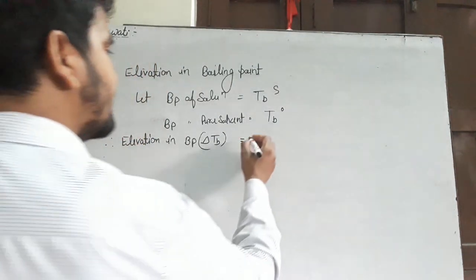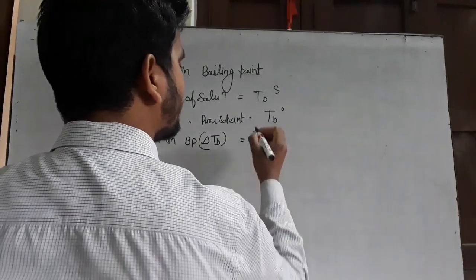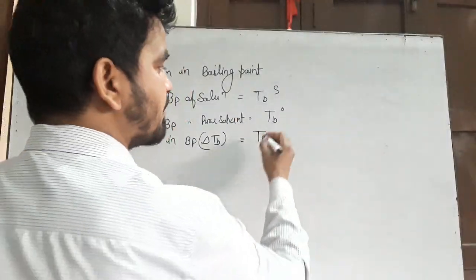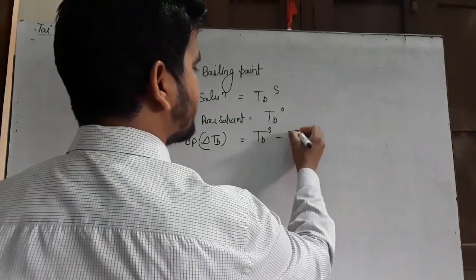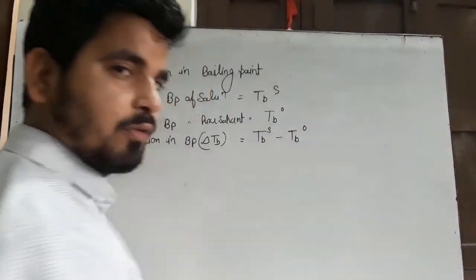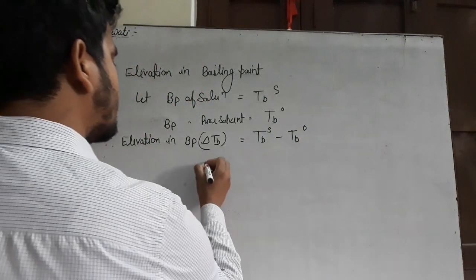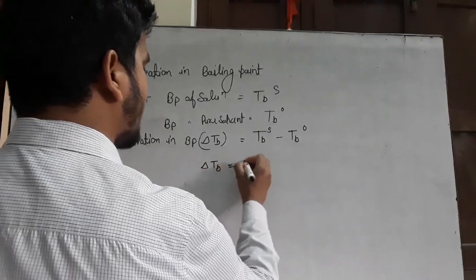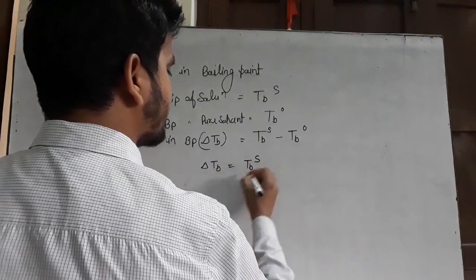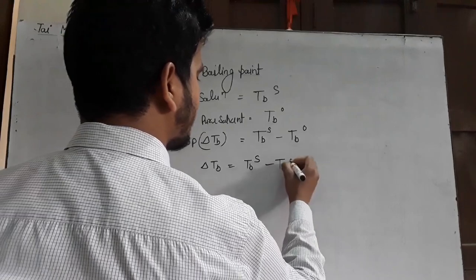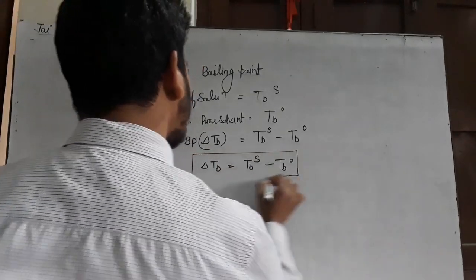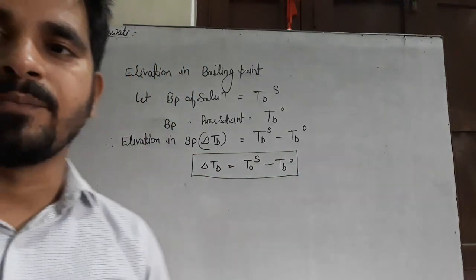So what do we need to do? Whose boiling point is high? The solution's boiling point. So the boiling point of the solution minus the boiling point of the solvent. So delta TB is equal to TBS minus TB naught. This is all about the relation of elevation in boiling point.